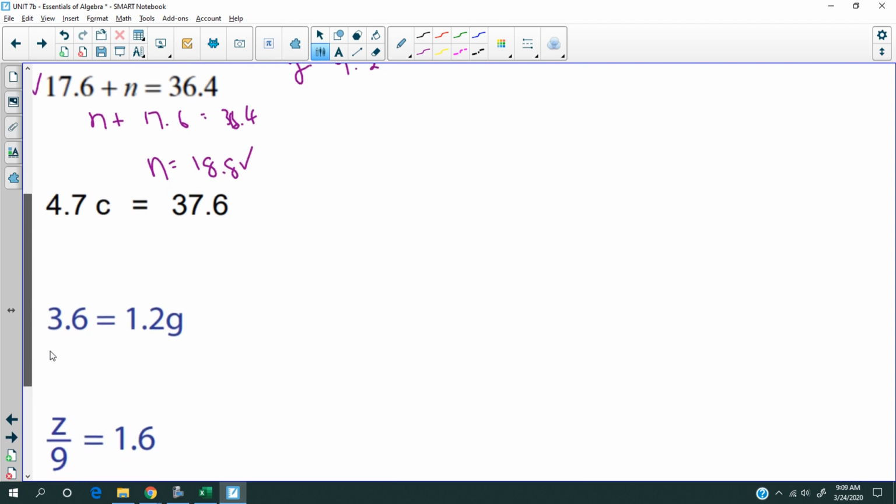All right. Okay, so now look at this one. What's going on here? 4.7c. What operation is that? That's right, it's multiplication. So what's the opposite? Yeah, division. So let's take the division here. Real quick, tell me, what's the most important thing when you divide with decimals? Yeah, no decimal outside.